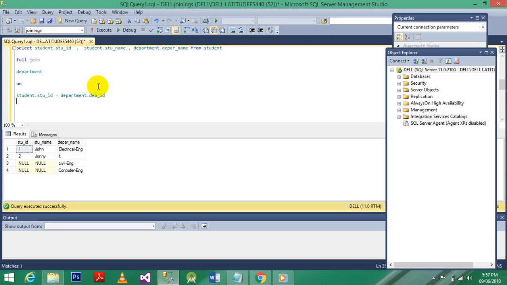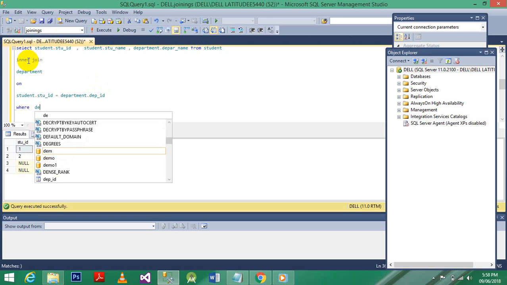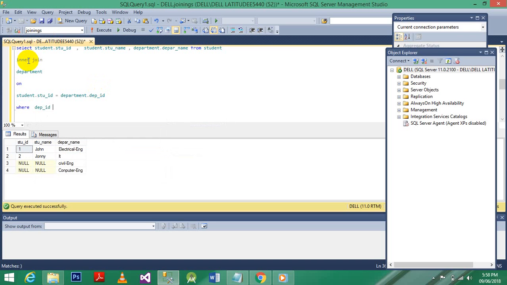Okay, if I use WHERE here, look, select student ID, student name, department name, and I use inner join here on department, where department ID, where department name equals civil engineering. I just select and copy it.